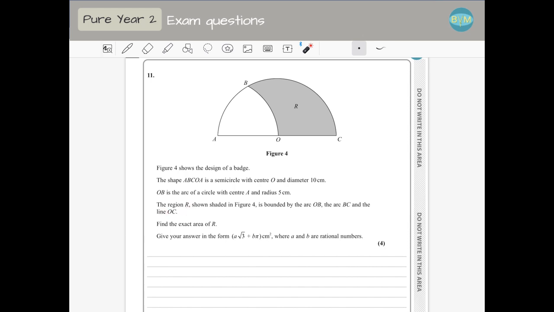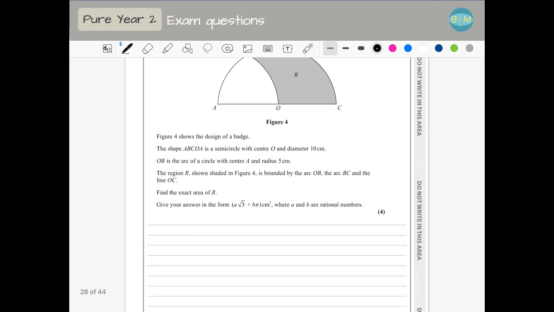And then region R is bounded by the arc, by the semicircle, and by this straight line. We have to find the exact area of R and write it in a particular way. So what we are going to do is find the area of this semicircle, so all this area, and then try to subtract this one.